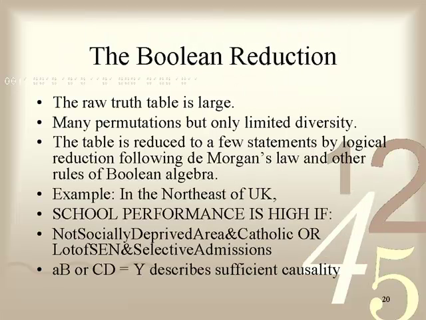The Boolean reduction starts with the raw truth table. So this, I'll go back to crisp sets to keep it simple. This is the set of all zeros and ones, which has particular configurations illustrated by the data. So there's many permutations, but there's only limited diversity, and some potentially imaginable configurations aren't shown in the data table, or we show them but with zero cases. And limited diversity would suggest that we could then simplify this data table into some sort of a short statement. And I'm going to illustrate that for you in a moment with regard to schools in Britain.